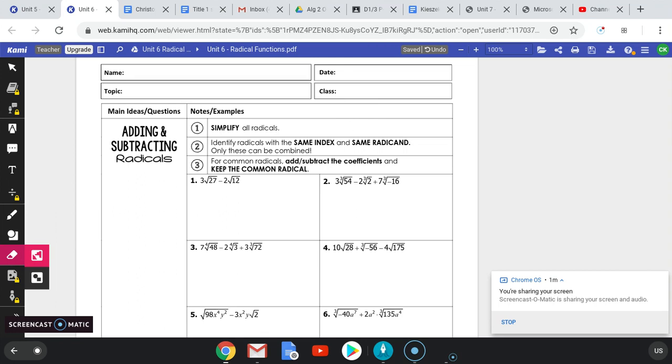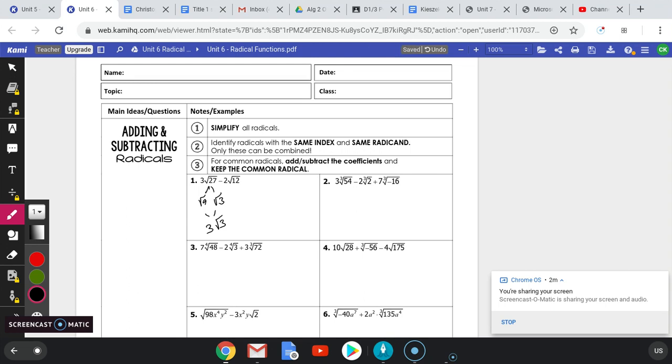So for example here, number 1, 3 square root 27 minus 2 square root 12. Just by looking at this, we cannot do anything with it. More than likely, we have to simplify something. So I have to simplify this square root 27. What's the biggest perfect square? 9. Square root 9, square root 3. And then the square root of 9 is 3, and then the square root of 3.